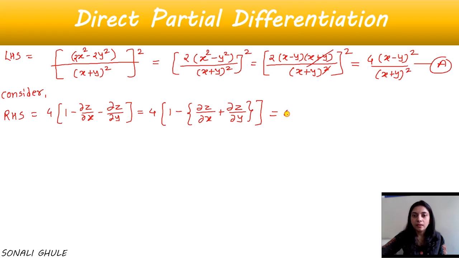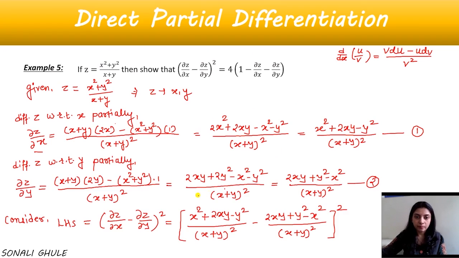So here, if I use the values of z with respect to x and z with respect to y and add this together, what I will get? Let's check. See here, this is the value of z with respect to x, right? And this is the value of z with respect to y. If I add these two terms together, their denominator is same, right? Means I can add the numerator. So when I add this numerator, what happens? This x square minus x square will get cancelled.